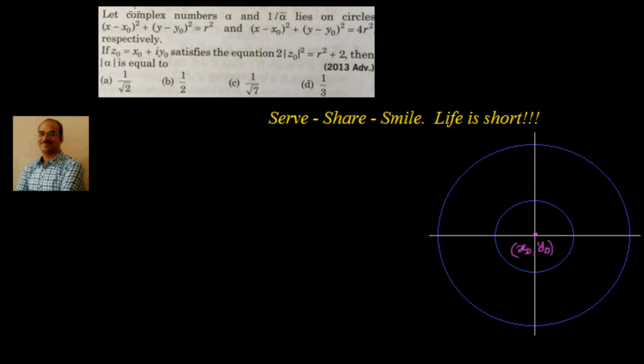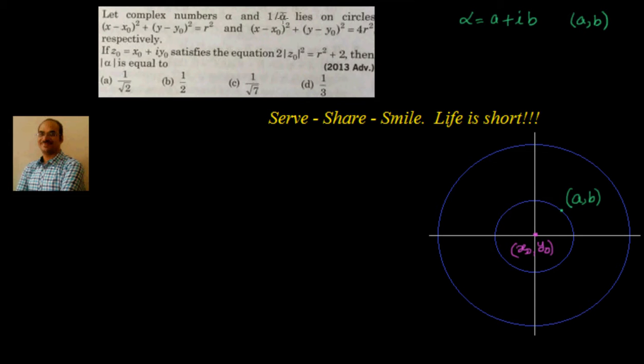What else do we know? We know that alpha lies on the first circle. The first circle is of radius r. So on the first circle there is a complex number alpha. Let us say alpha equal to a plus ib. That means in the Argand diagram it's given by the point a comma b. So let us say that point is a comma b.